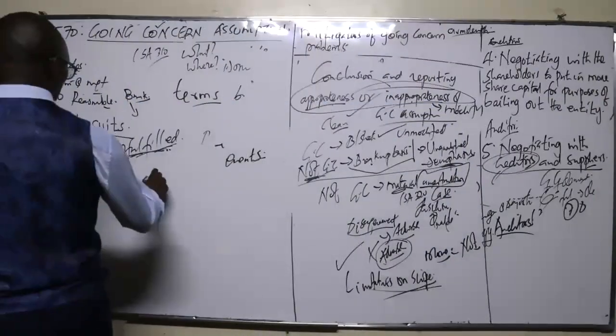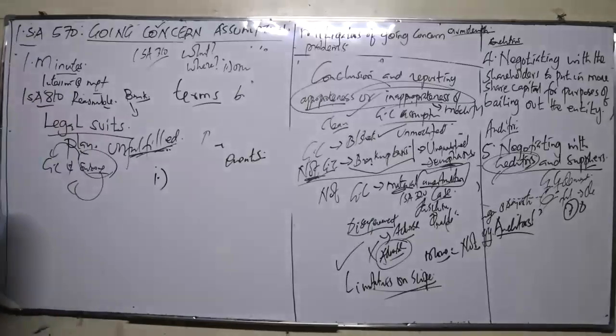Skip a line and have Roman number 1. Going concern assumption appropriate, Roman number 1.